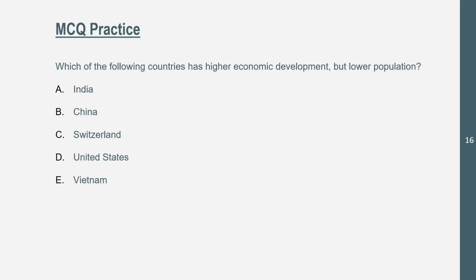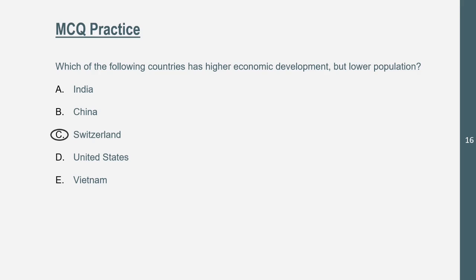Multiple choice question practice. Which of the following countries has a higher economic development, but lower population? A. India. B. China. C. Switzerland. D. United States. And E. Vietnam. Pause the video if you need more time. Try to keep this under 60 seconds to prepare for the exam. The correct answer is C. Switzerland. So, higher economic development, but lower population.